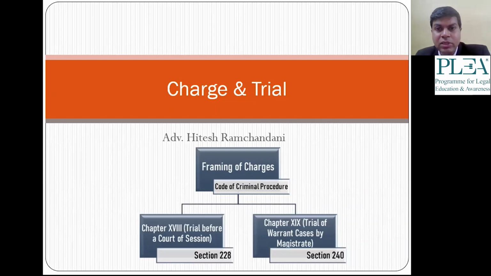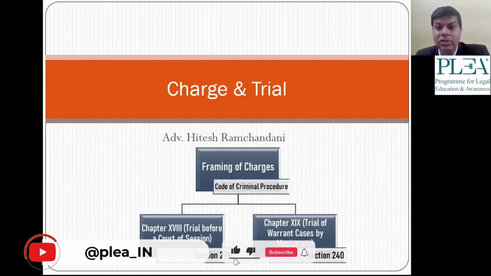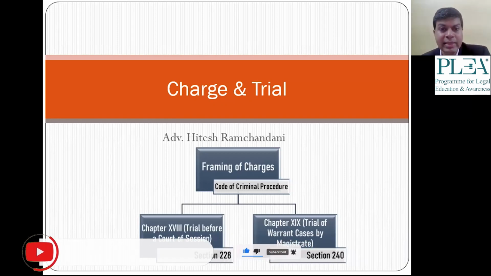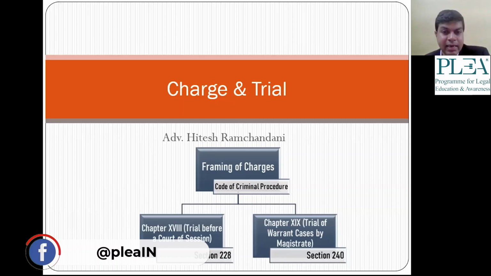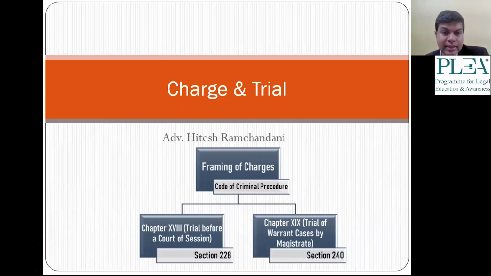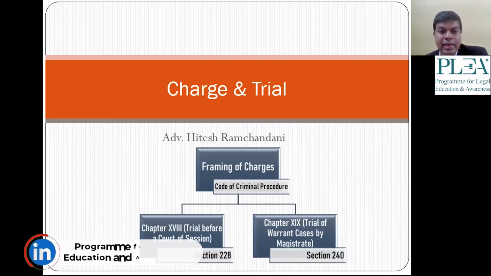The provisions dealing with the charge are found under Chapter 17 of the Criminal Procedure Code. Sections 211 to 214 deal with the contents of the charge. Sections 216 to 217 deal with the powers of the court to alter the charge. Section 218 is the basic rule. Sections 219, 220, 221 and 223 are the exceptions.